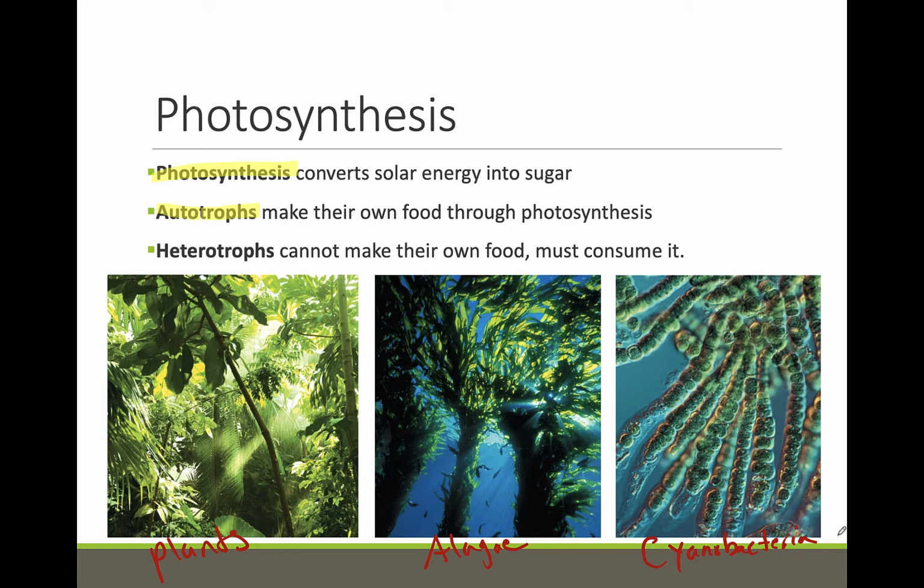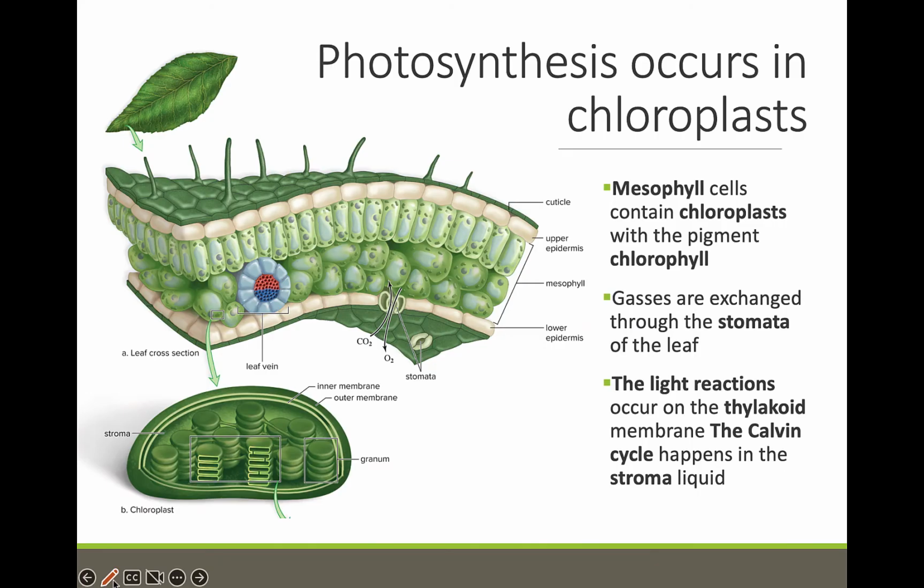The carbohydrates these autotrophs make are the base of almost every food chain on Earth. Other organisms eat autotrophs as a source of fuel. Organisms that must consume food are called heterotrophs, or consumers. We're going to focus on photosynthesis that occurs in the leaves of plants.